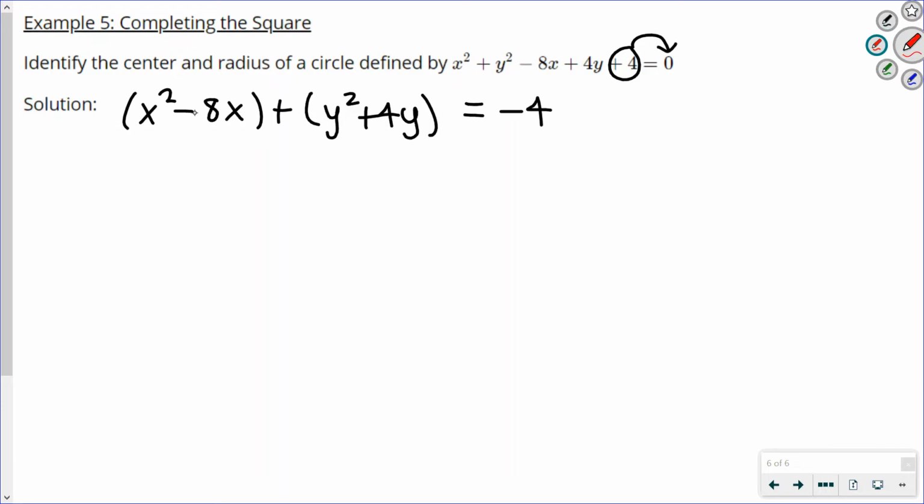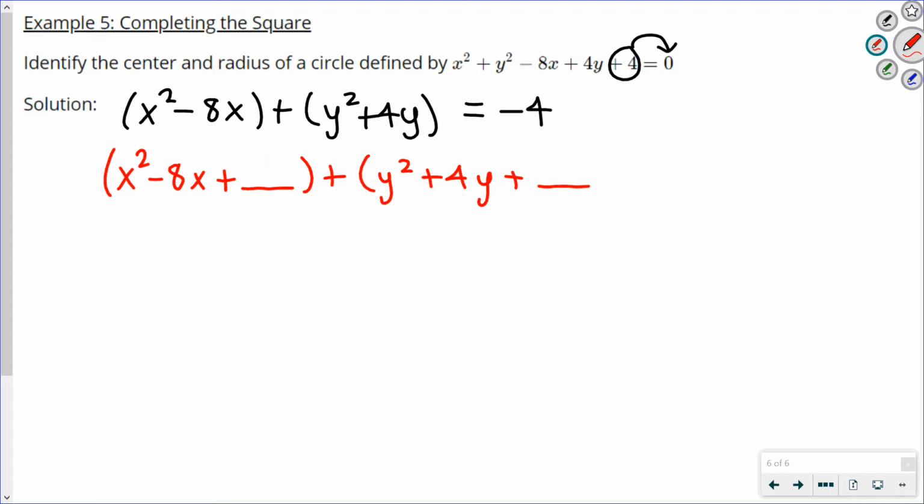Now we're going to use completing the square, which means I'm going to make this binomial right here into a trinomial by adding a number. And we're going to do the same thing for our y. We're going to change this binomial into a trinomial by adding a number. Now, if I add two numbers on the left side, we need to make sure to add two numbers on the right side so that our equation stays balanced.